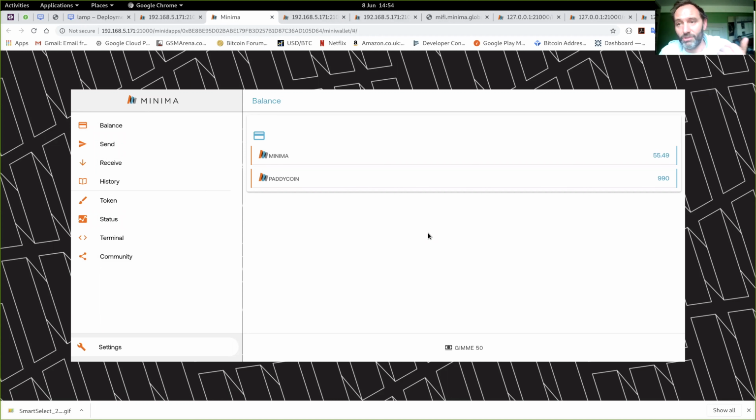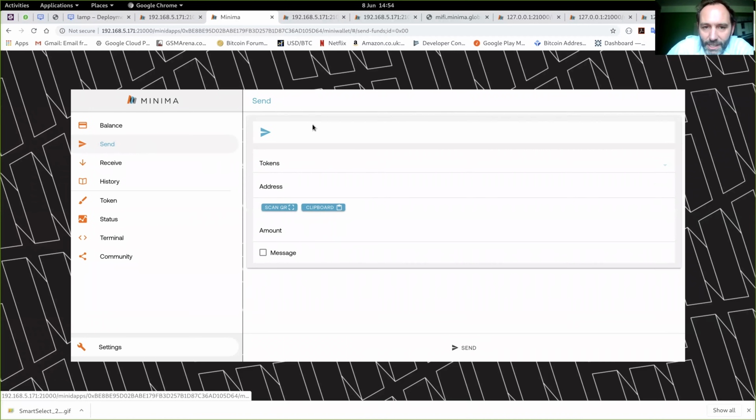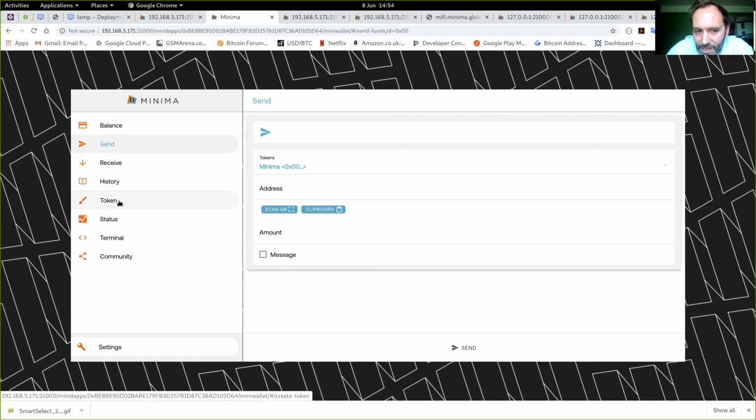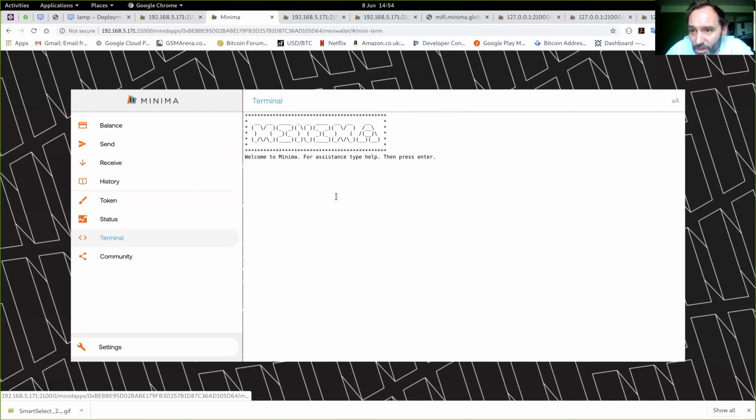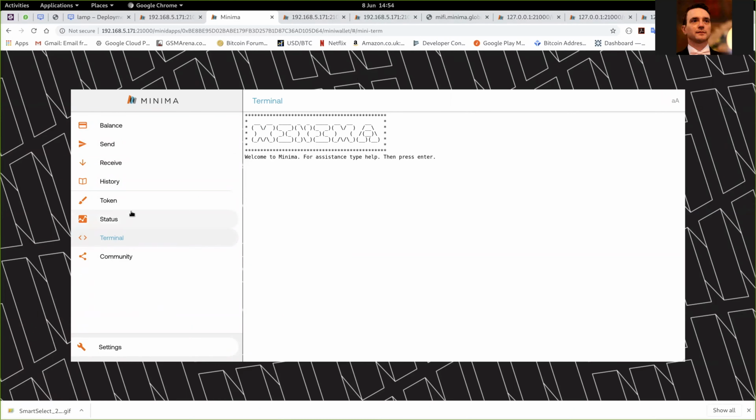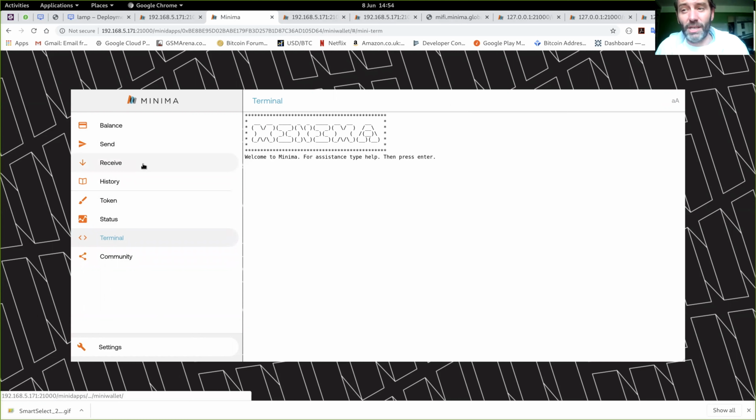It's written in Ionic, just to say that different HTML5 strategies work in a MiniDapp. It doesn't have to be plain HTML. You could write it in Ionic, Angular, React, all these weird and wonderful things. I can send money. I've got history. I can create tokens. There's a little terminal inbuilt in the wallet. And yeah, this is a very nice application, actually, which is probably what most people will be using to send and receive coins. They're not going to be on the terminal.